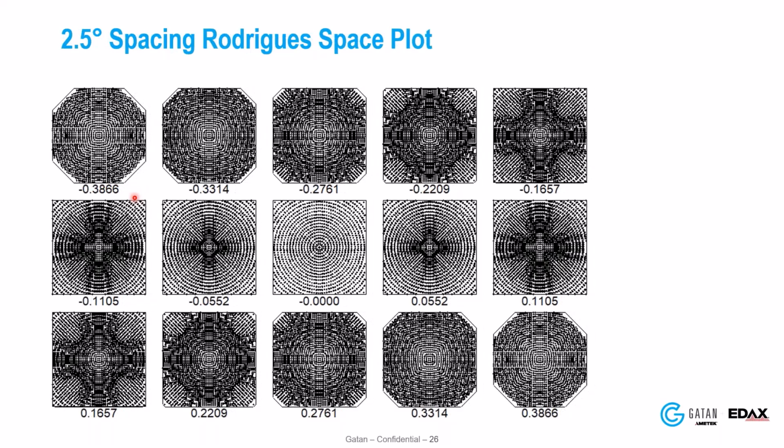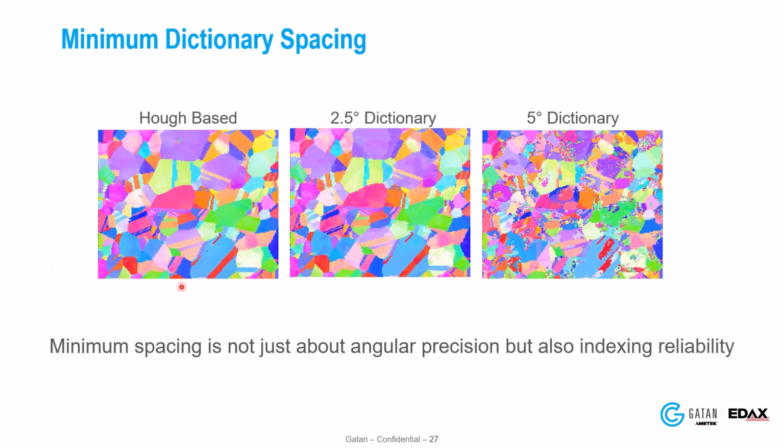This is at 2.5. So you can see there's quite a few more measurement points as we reduce the threshold value that we need to create the calculation. So when we do this, there's a couple of things we need to think about. First, that spacing is not just about angular precision, but it's also going to affect our indexing reliability. If our patterns are too far spaced out in orientation, it's easier to have a gap between things where matches won't work as well. So this is just an example where we use a 5-degree dictionary.